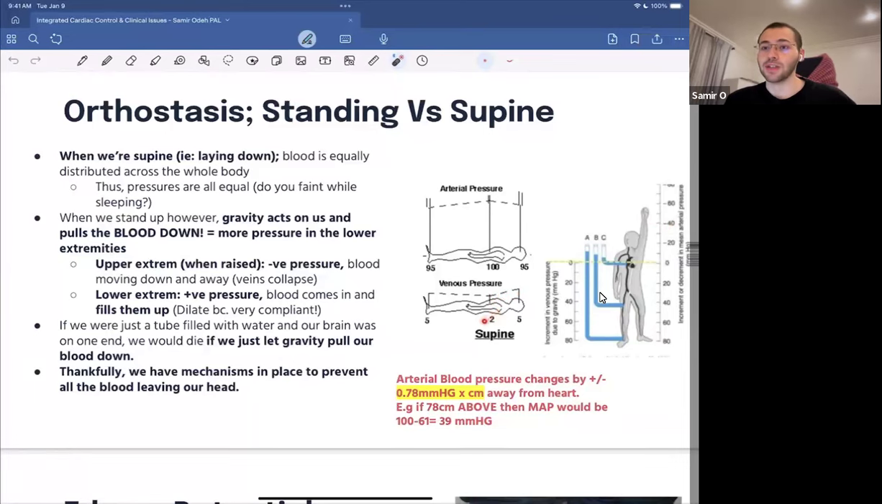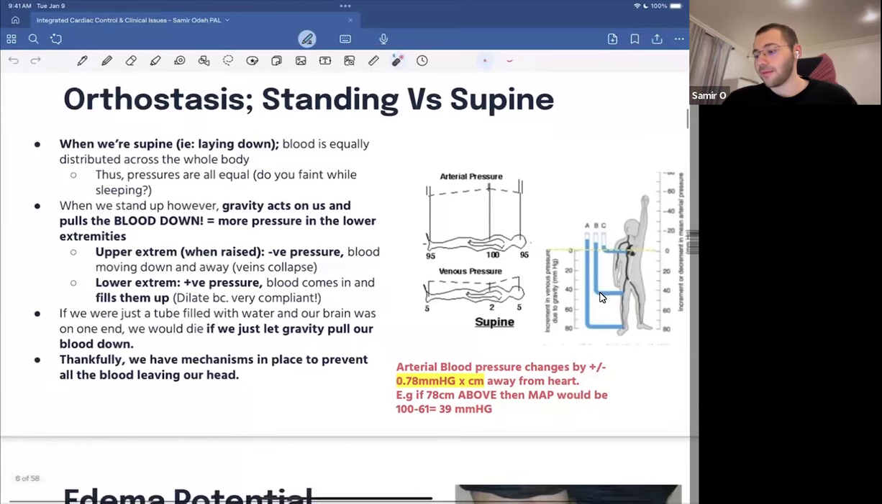Veins are very compliant, which means as soon as blood comes in, they'll dilate and accept that blood right off. So they're great capacitance vessels for holding blood, but this is not something we want when we're just standing up suddenly. If we were just a tube filled with water or blood, we would die if we changed positions like that, because gravity would just pull the blood down.